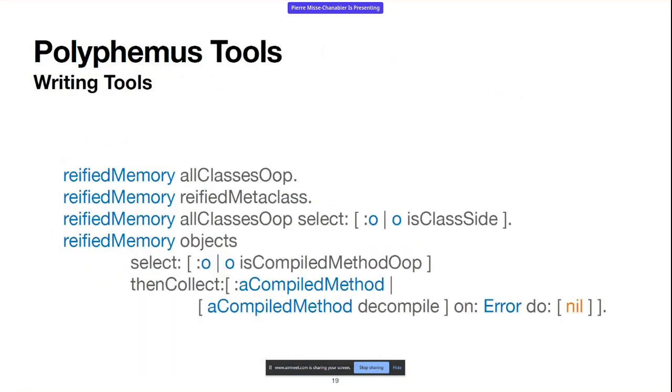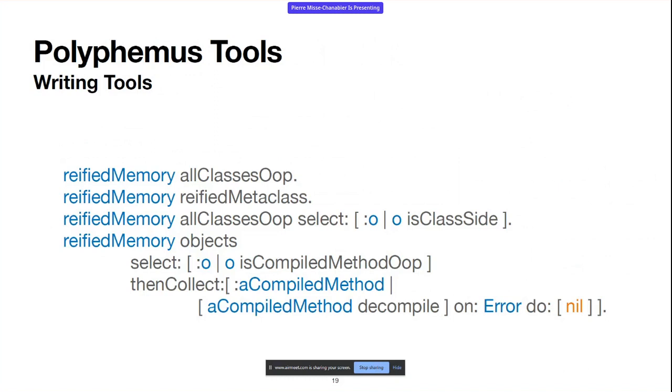So here I have a little snippet of code that is representative of how I write tools at the VM level now. Like you can see that I'm asking my refined memory, all classes OOP. I don't care anymore about the class table. I'm only wanting the classes OOP. I want maybe the refined meta class. Maybe I want all the class side, so the meta classes of the classes that exist.